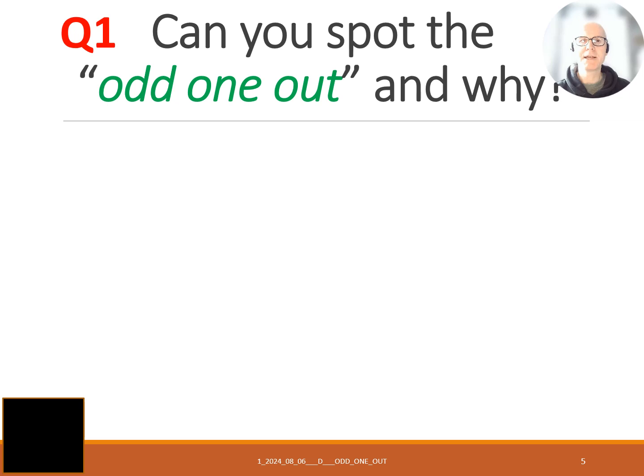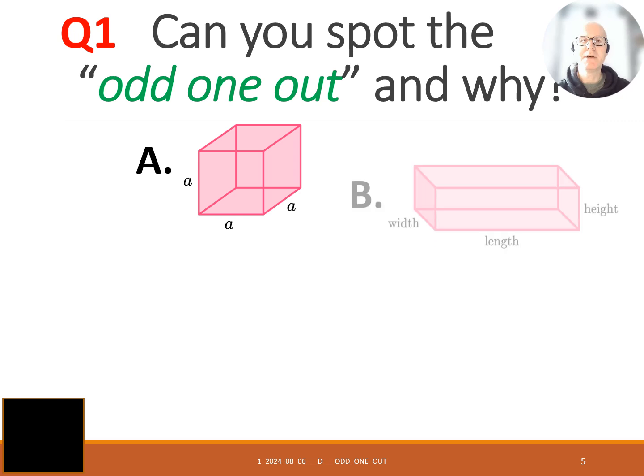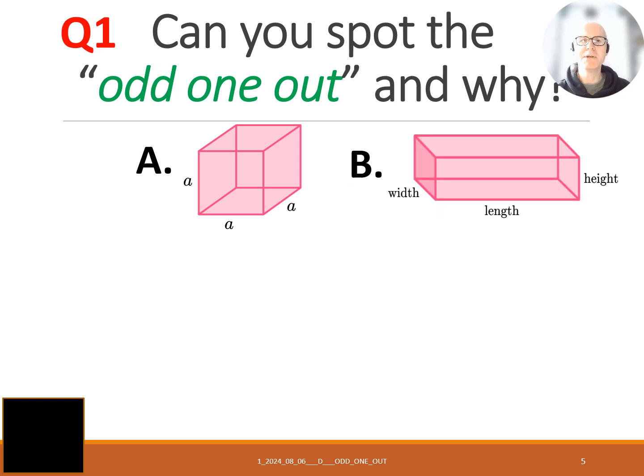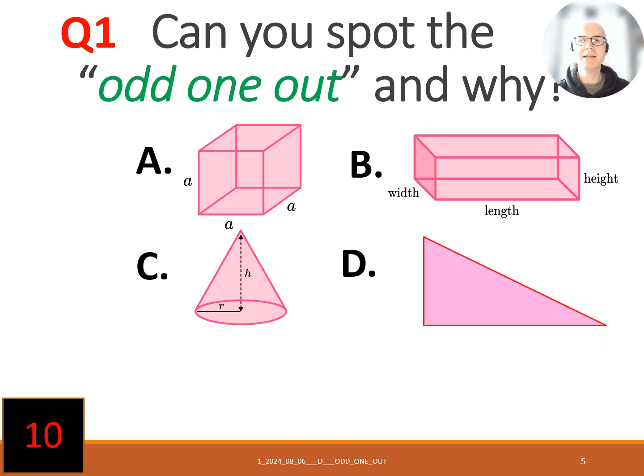Question 1. Can you spot the odd one out from these 4 options, and why? A. This shape. B. This shape. C. This shape. And D. This shape.